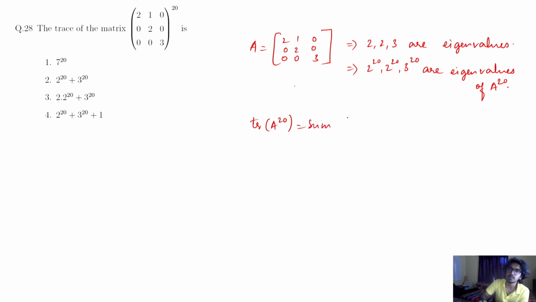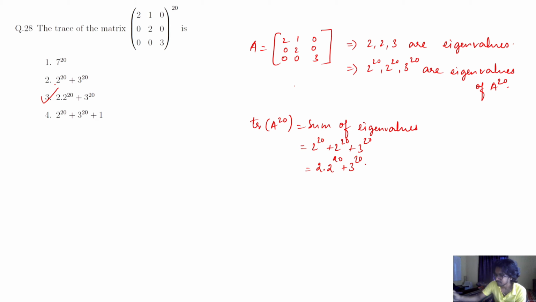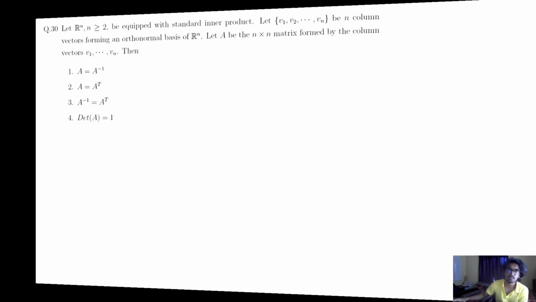Therefore, trace of A power 20 is the sum of eigenvalues. That is 2 power 20 plus 2 power 20 plus 3 power 20. This is 2 times 2 power 20 plus 3 power 20. That's it. Moving to the next question.